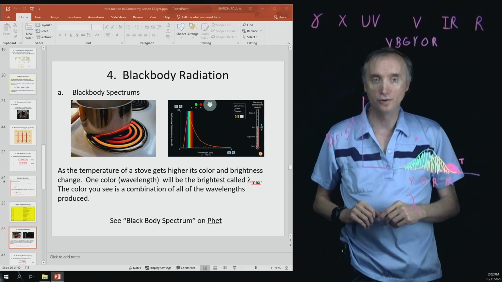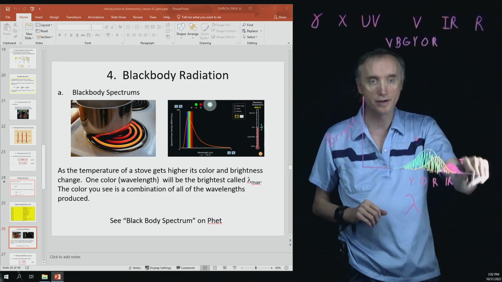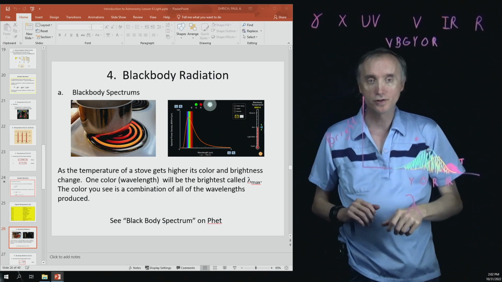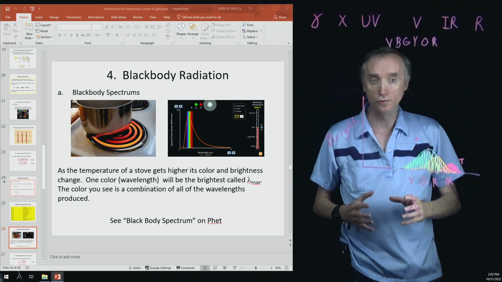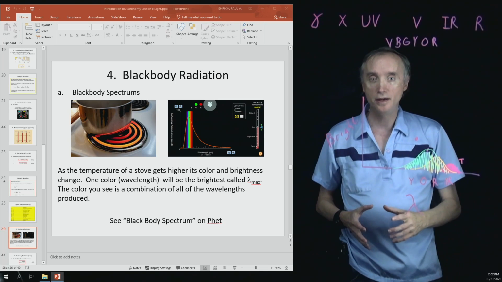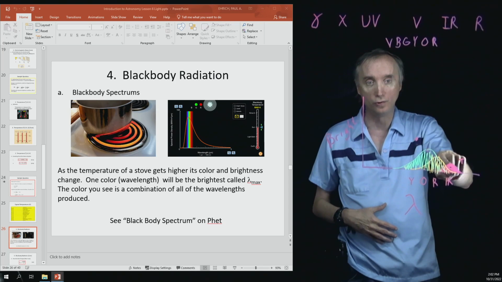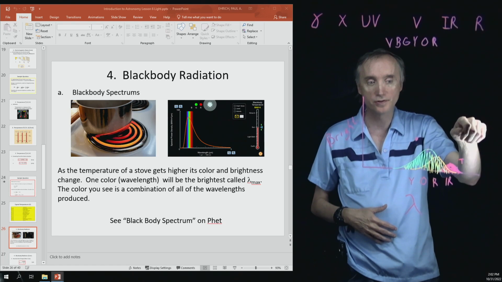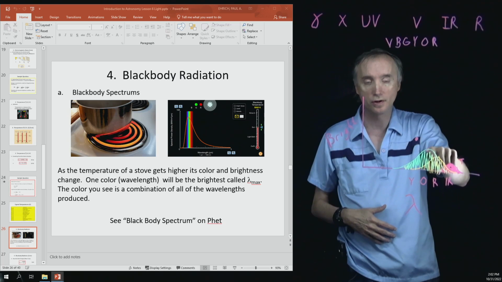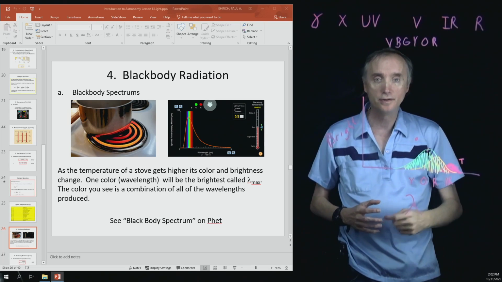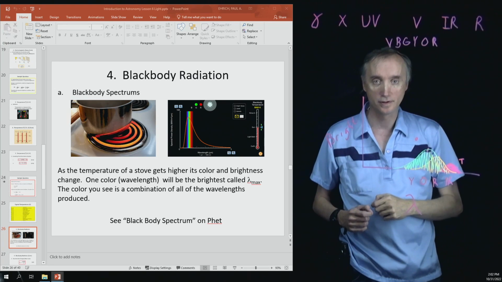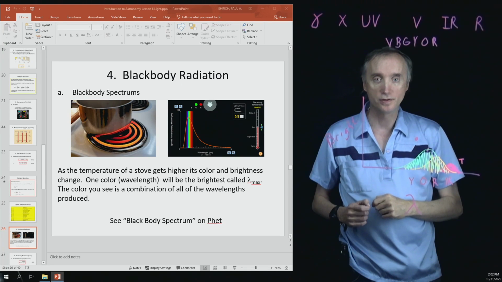What you can do is, by manipulating the slider, change the temperature. And what I want you to see is that at a low temperature, you're getting a curve that is low. And as you increase the temperature, you'll see that the curve gets taller and taller, and the curve is shifting in that direction towards the gamma rays. And that's what I want you to see.